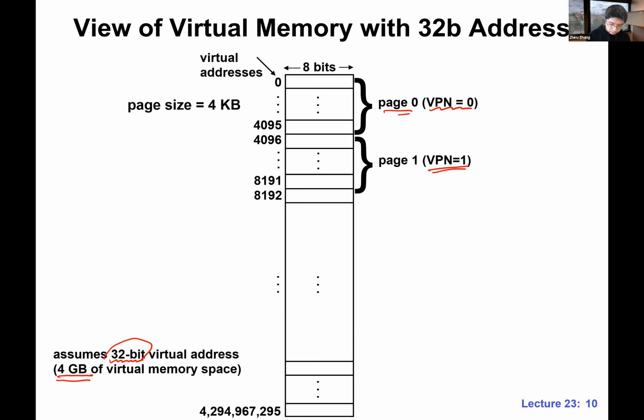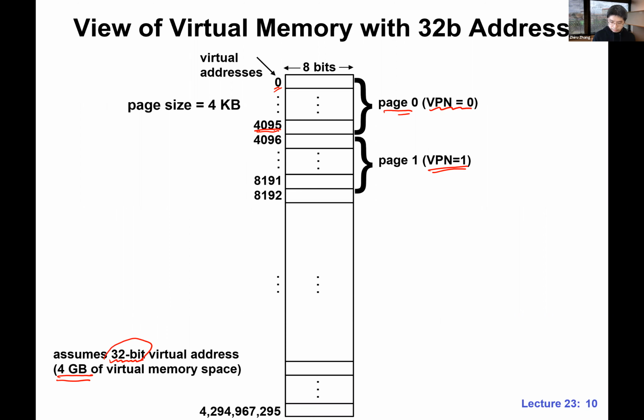I just want to make sure that you pay attention to the indexing. The addresses start from 0, so the first page ends at this address. This may be related to one of the quizzes later on. It's 4095, so this is the last byte address for the first page, page 0.